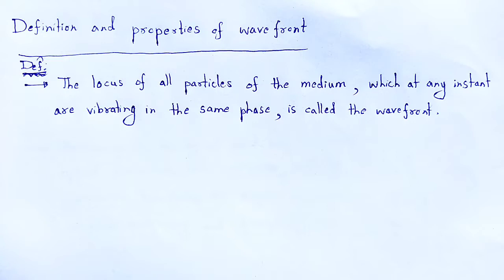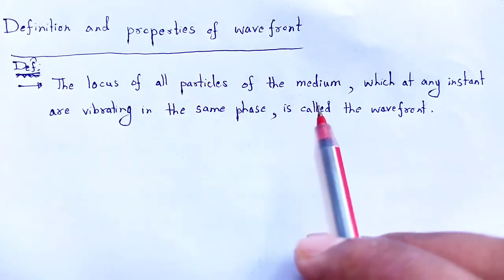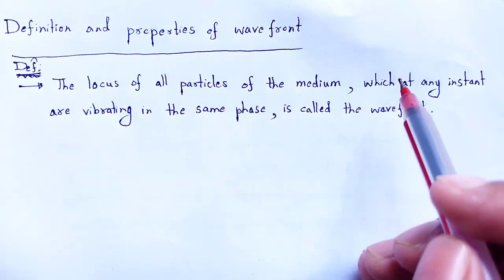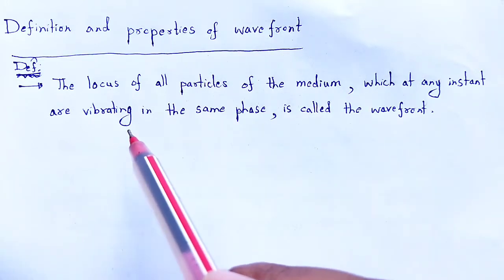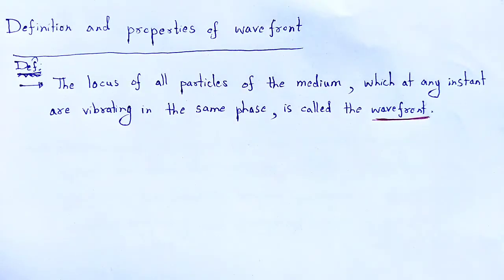The disturbance reaches all those particles of the medium in phase which are located at the same distance from the source of light. Hence, at any instant, all such particles must be vibrating in phase with each other. So, how do we define the wavefront? The locus of all particles of the medium which at any instant are vibrating in the same phase is called the wavefront. Let me explain it.